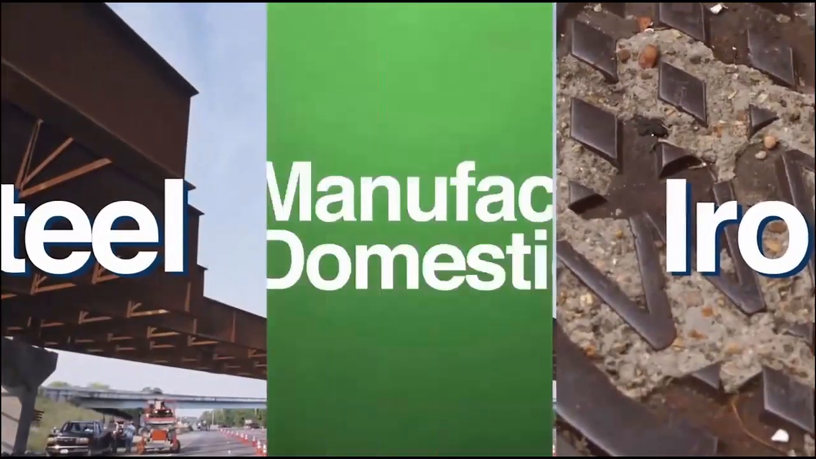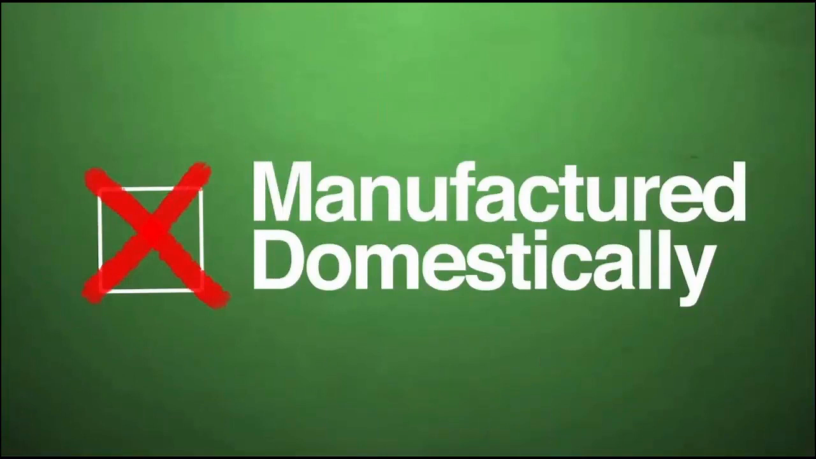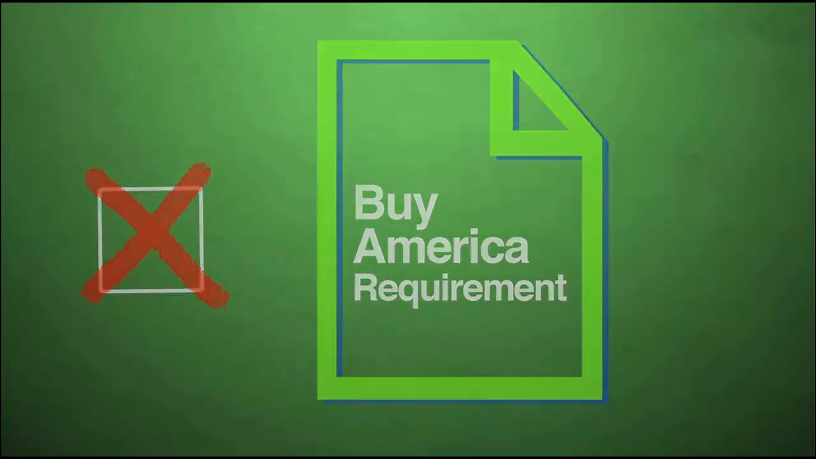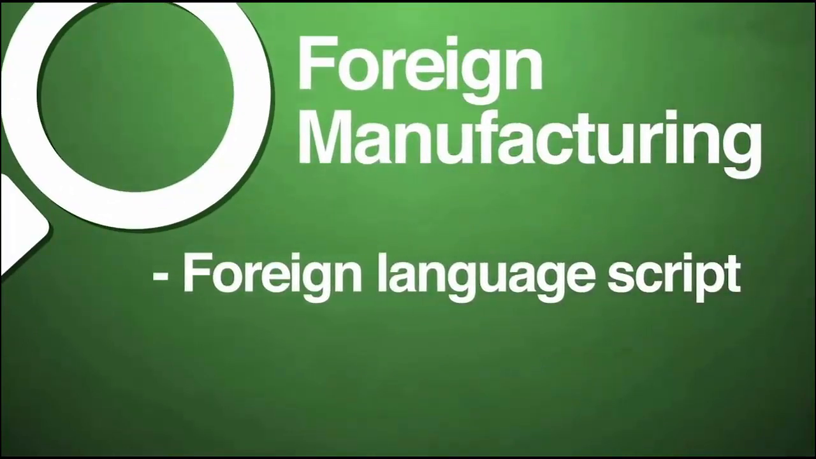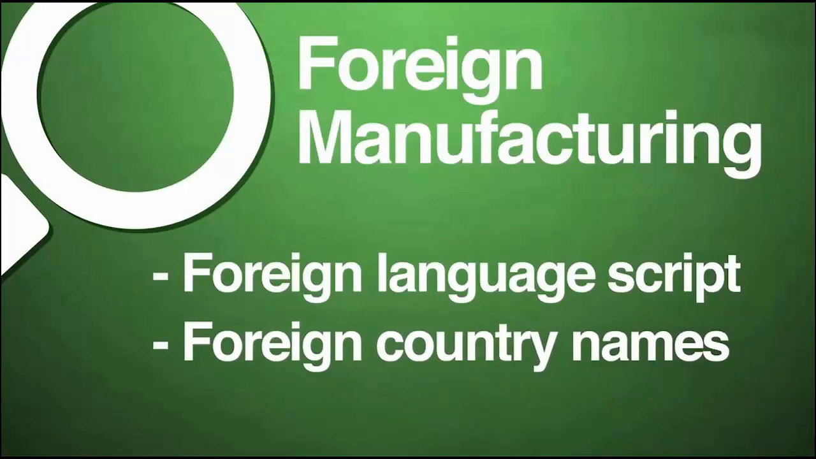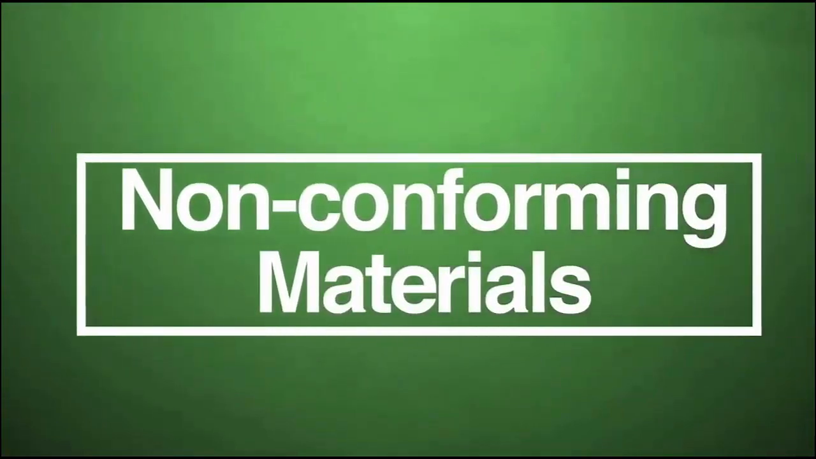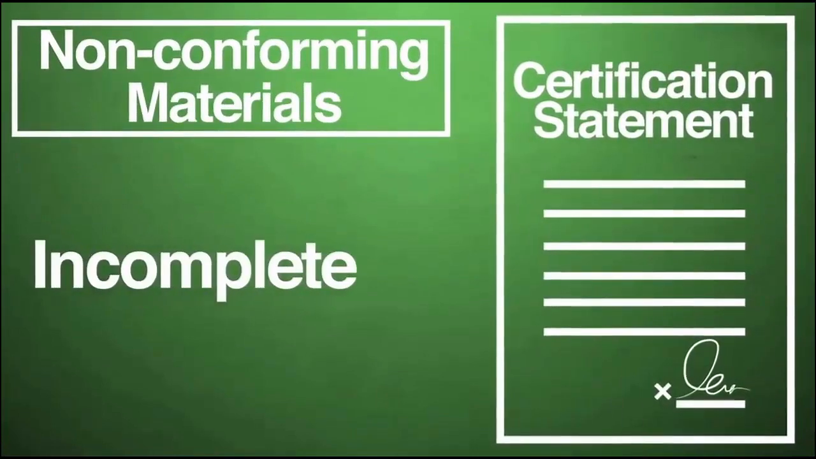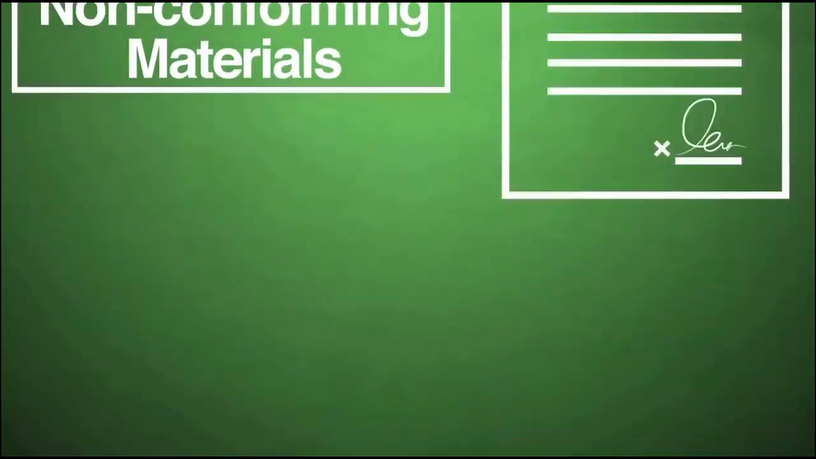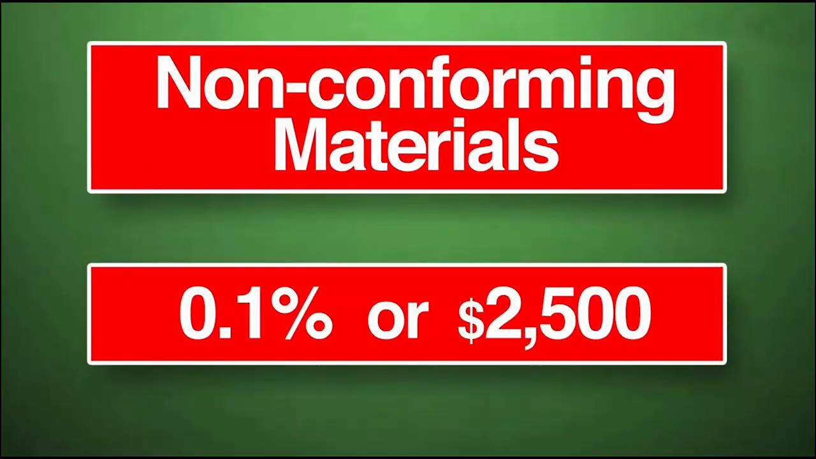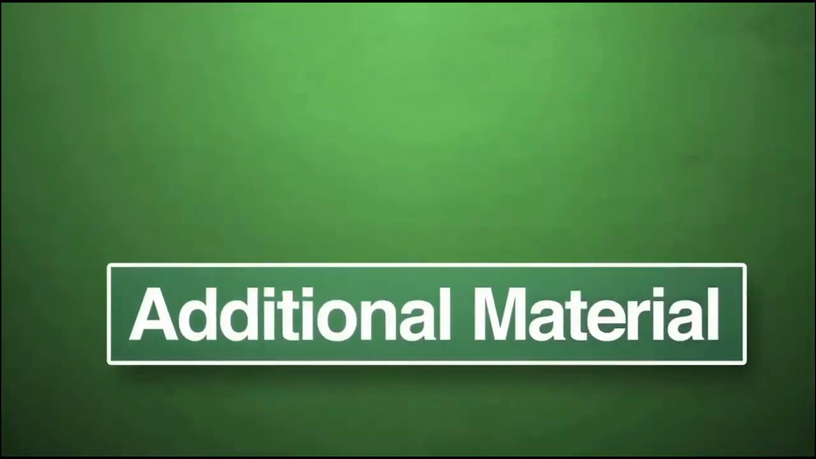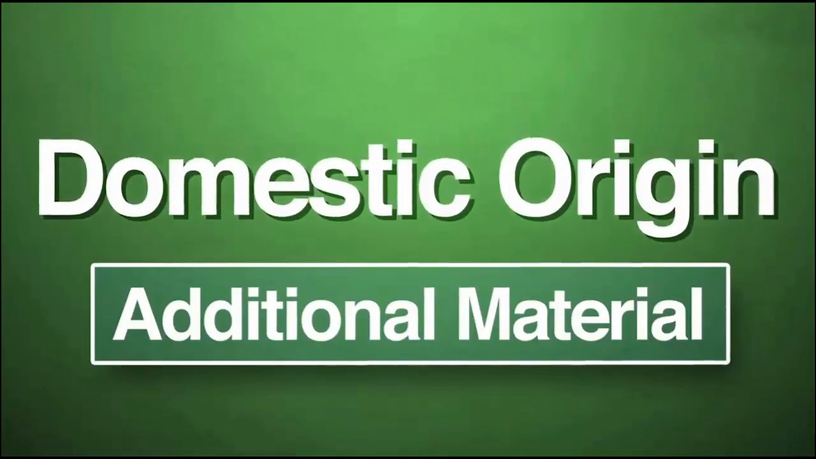Steel or iron products without certification statements confirming domestic manufacturing are non-conforming to the Buy America requirements. Obvious evidence of foreign manufacturing might include foreign language script on products and foreign country names stamped on an item or on invoices. Non-conforming materials also include items with improper or incomplete certification statements. Confirm that the cumulative value of non-conforming material does not exceed 0.1% of the total contract amount, or $2,500, whichever is greater. If this cumulative value exceeds the minimum threshold limit, then additional installed material must be of domestic origin.